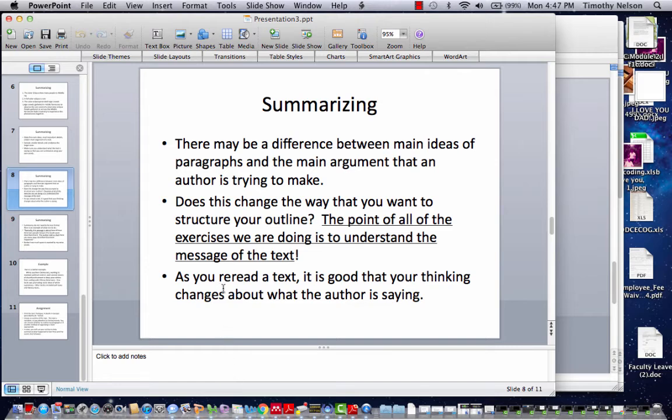As you reread a text, it is good that your thinking changes about what the author is saying.